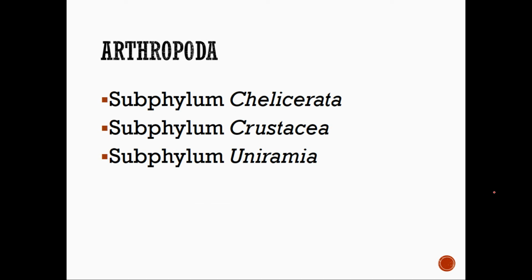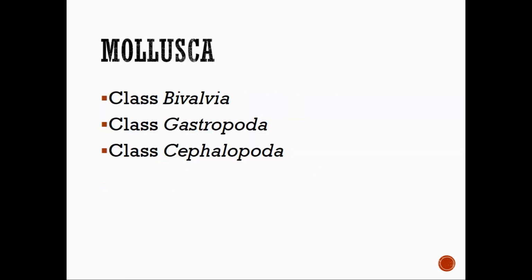In phylum Arthropoda, we have subphylum Chelicerata, subphylum Crustacea, and subphylum Uniramia. The chelicerates are going to be your spiders and ticks. Crustaceans are your lobsters and crabs. And Uniramia, that's where all your insects are going to be. Next would be phylum Mollusca. These are the class of clams and oysters, which would be class Bivalvia. Gastropoda, class Gastropoda, are the slugs and snails. And my favorite of the mollusks, class Cephalopoda, are the squids and the octopi.